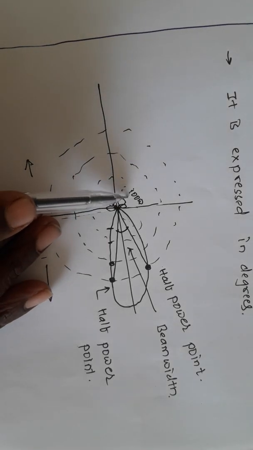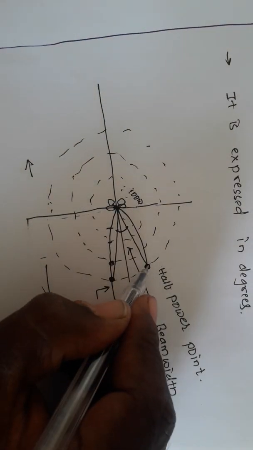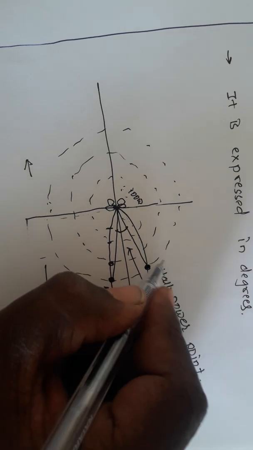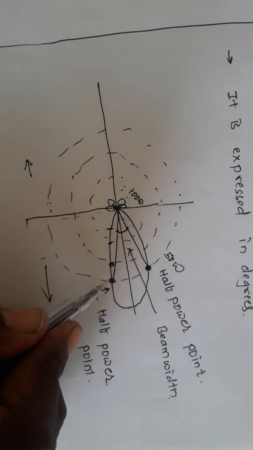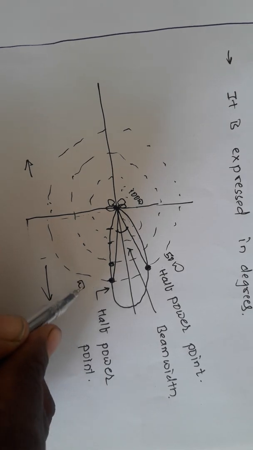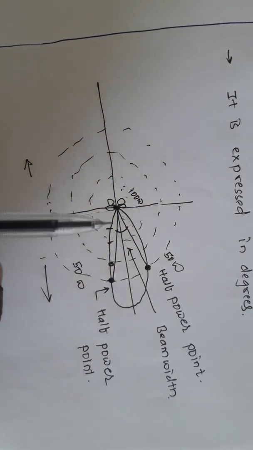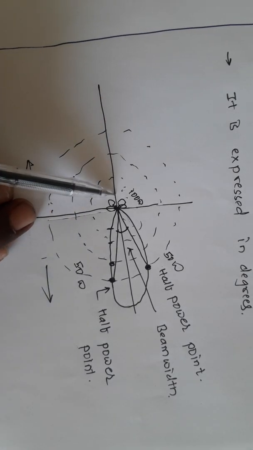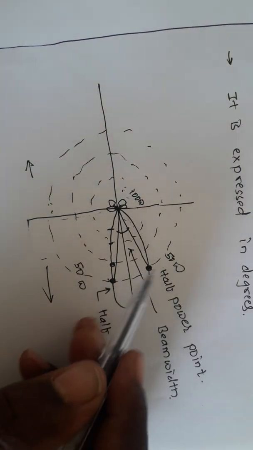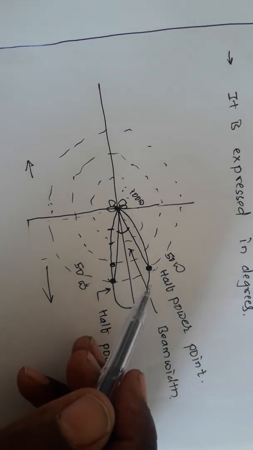So if I am transmitting 100 watt power, suppose this is the particular point, at that point I am getting 50 watt output. Similarly, this is the point where I am getting 50 watt output. So exactly 50%, or half, of the transmitted power. These two points are called the half power points.